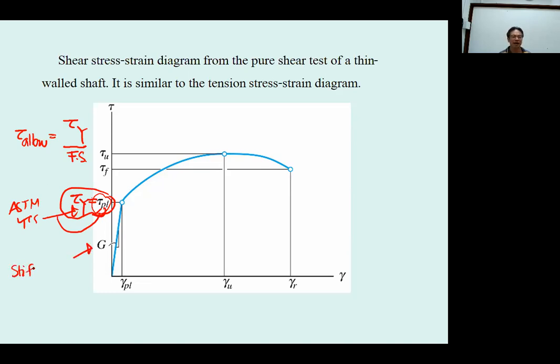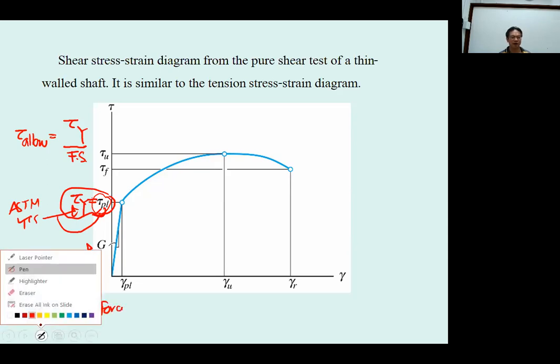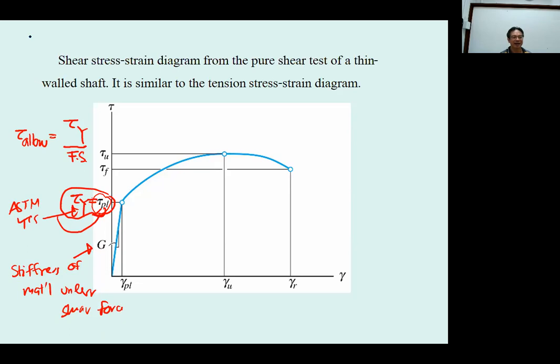And what does this one show? This one shows the stiffness of the material under shear force. This is different from the E. The E is the stiffness of the material under the tensile force. This is in shear force. Usually, G is less than E.